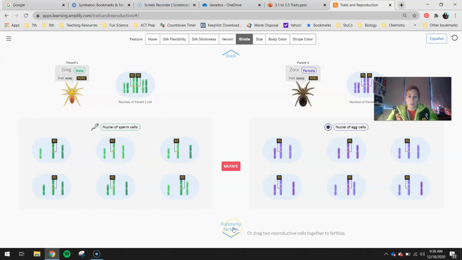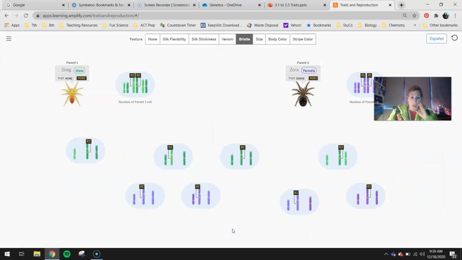And then we're going to click randomly fertilize. At this point, you guys can make a prediction of what the children might look like or what their genotypes might be. Because if Greg can only pass down R2 and Zora can only pass down R1, those are going to combine in the babies. Sperm and egg combine, or fertilize, and we should see R1, R2 for their genotypes. So let's test it out.